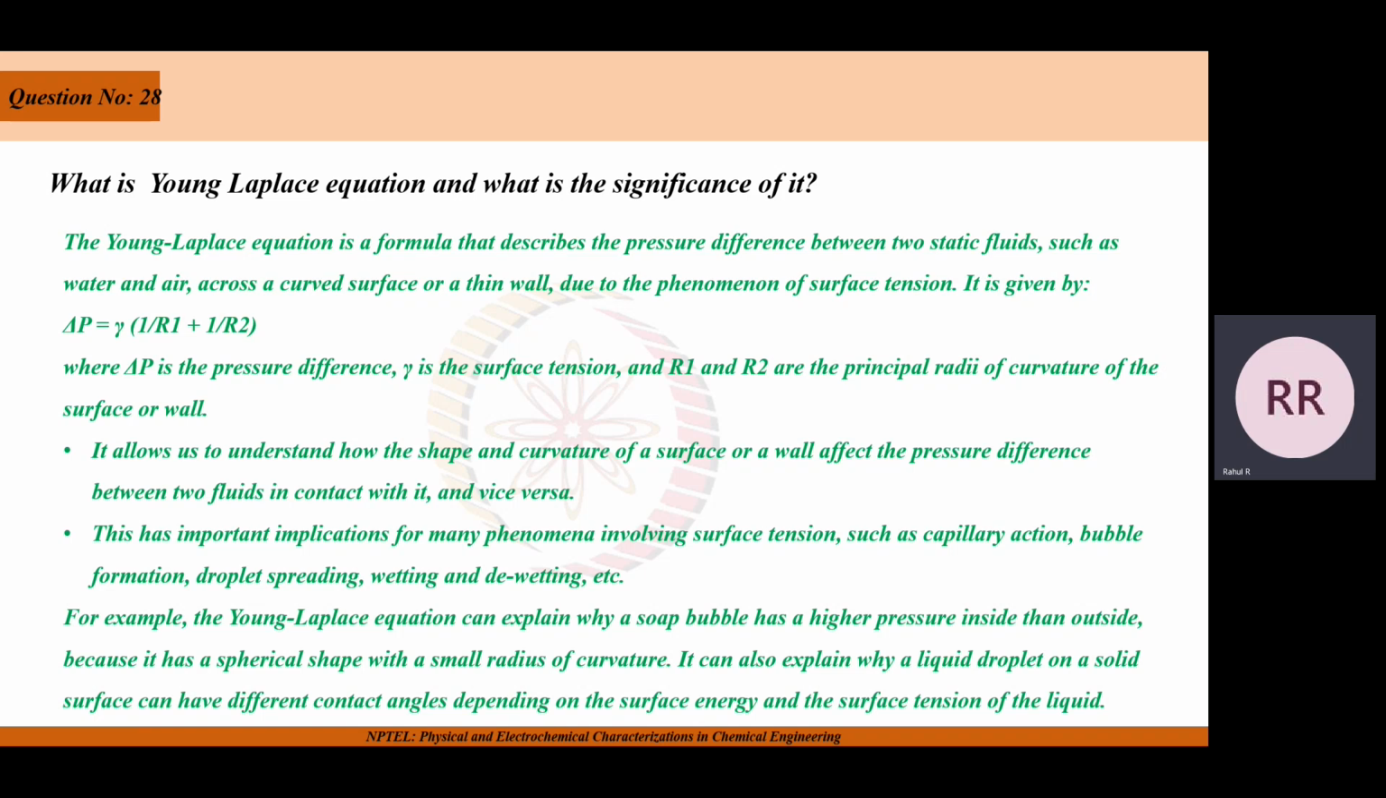This has important implications for many phenomena involving surface tension, such as capillary action, bubble formation, droplet spreading, wetting and dewetting, etc. Basically, this can explain why a soap bubble has higher pressure inside than outside. It can also explain why a liquid droplet on a solid surface can have a contact angle depending on the surface energy and surface tension of the liquid. I hope this is clear.